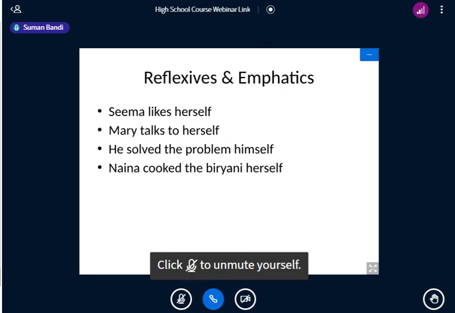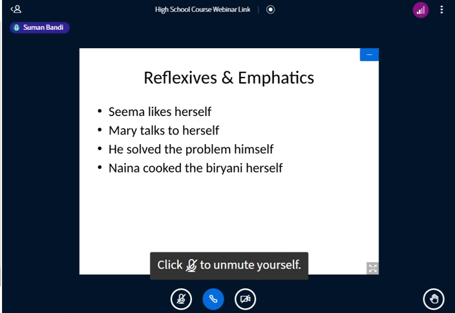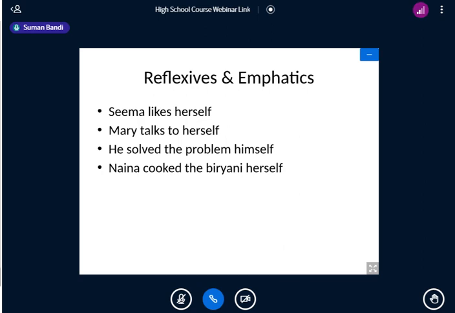Why do we call it reflexive? Because reflexive action means going back to the source, isn't it? From where it is coming, the action is going back to the source. So that kind of action is called reflection. The same meaning applies here. The action is beginning from the subject and going to the object. But who is the object here? It's not a different person. It is the same person. So the action is going back to the subject. That's why we say reflexive pronoun.